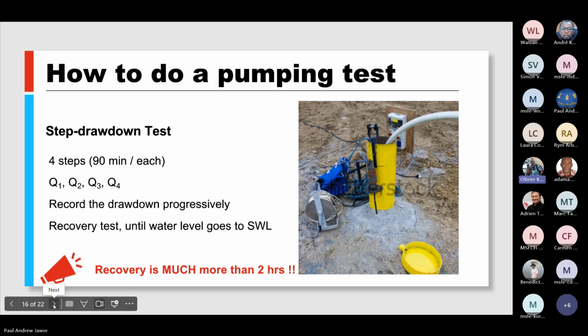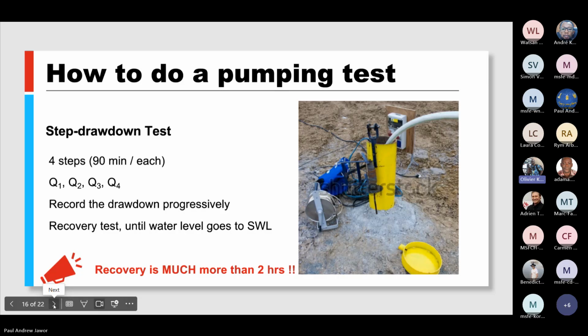Then after having finished the pump test at the end of the 6 hours, or it could be 8 or 4, depending on the step or on the time you use for your pump test, we should eventually stop the pumping and follow the recovery until the water level inside the borehole goes back up to the static water level.